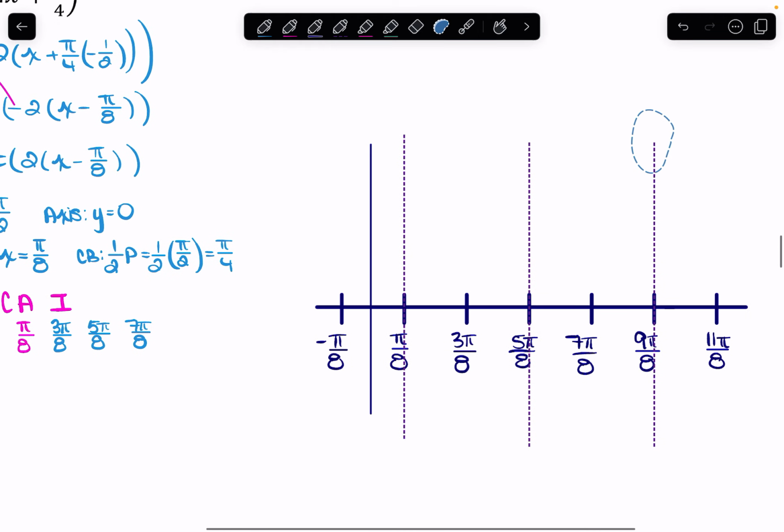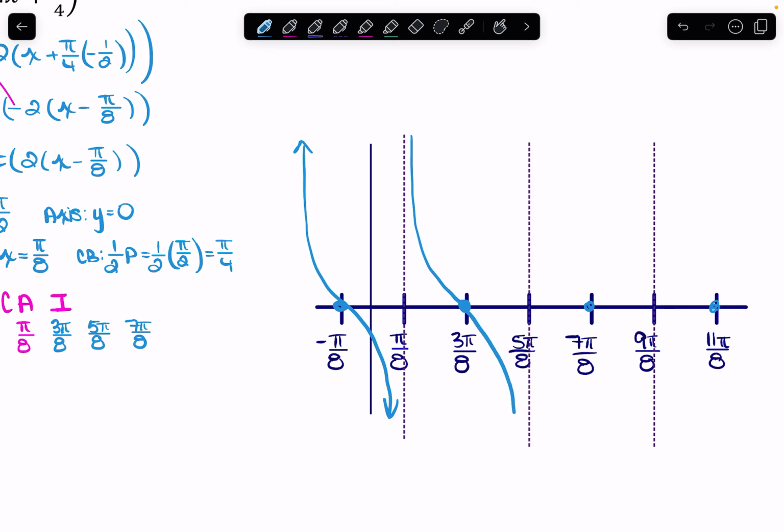And then if we go back the other way, we're not going to see one because I've got my inflection, asymptote, inflection, asymptote, inflection. Go left, inflection, asymptote, inflection. Positive cotangent decreases from left to right. So we're going to wiggle down, wiggle down, and wiggle down.